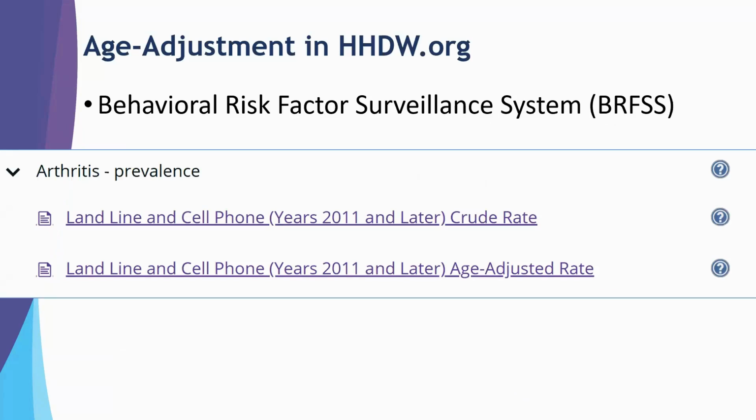Well, most of the data from the Behavioral Risk Factor Surveillance System, or BRFSS, is provided as both a crude and age-adjusted rate. In general, if you're interested in data for Hawaii, you can use the crude rate. It's the true rate that we see in our population, and that's valuable information. However, if you're planning to compare Hawaii to other geographies, it's better to use the age-adjusted rate. This will allow you to make a more accurate comparison of the rates across the two populations.